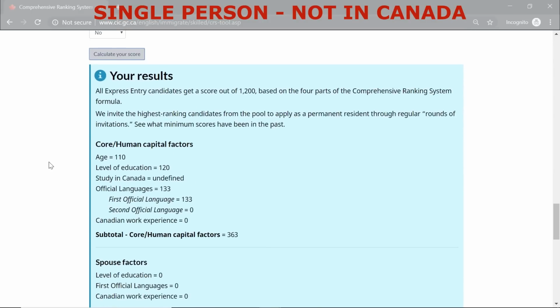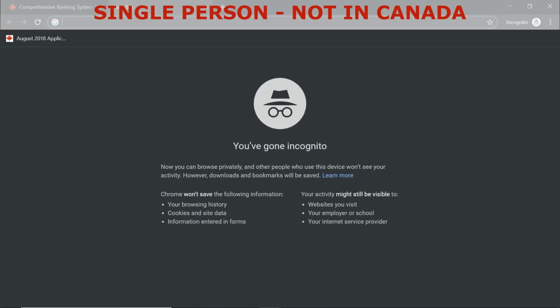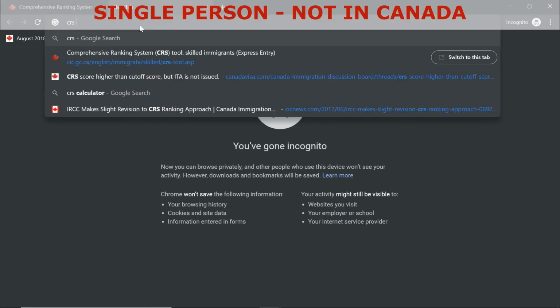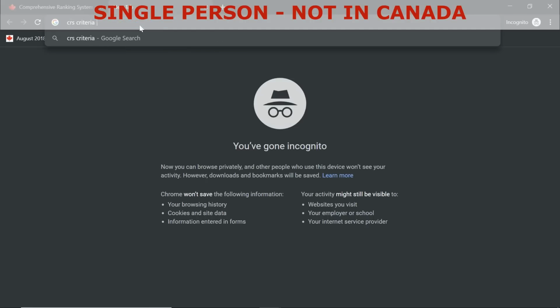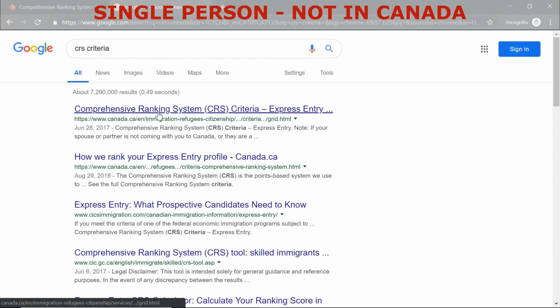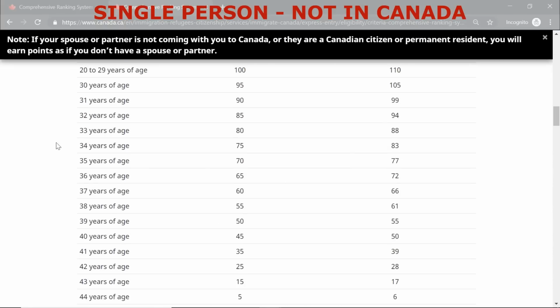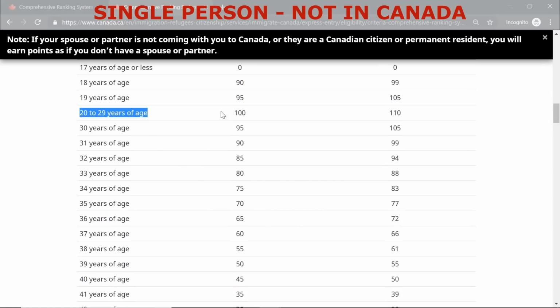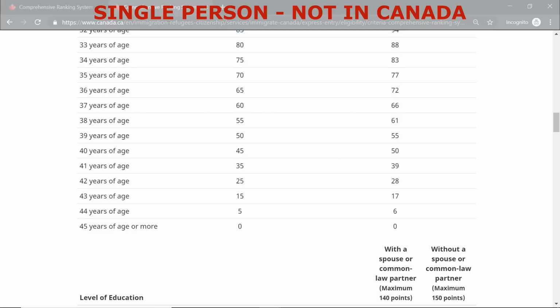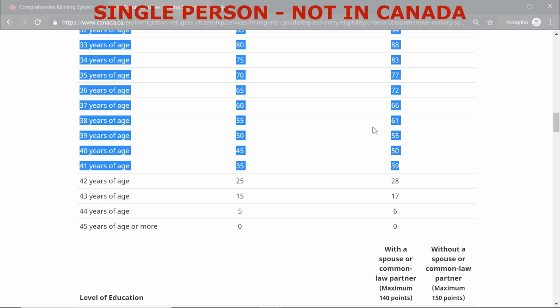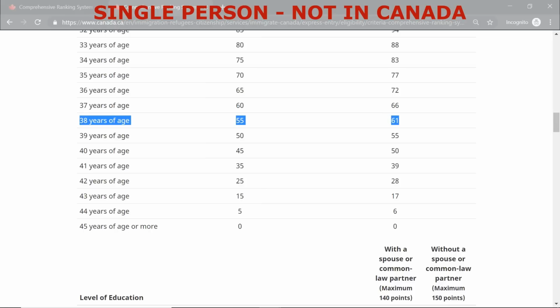So based on my results, for my age, I got the highest amount of score, right? And you can always go through first for the person who asked, is 41 too old? Okay, so let us say CRS criteria. What I want is the breakdown. Here we go, CRS criteria. Perfect. See down here, at 41, you definitely have fewer points than somebody who is between 20 and 29, right? So it's just something to be mindful of. If you're 38, you definitely have more points, way more points than you would have if you're 41.